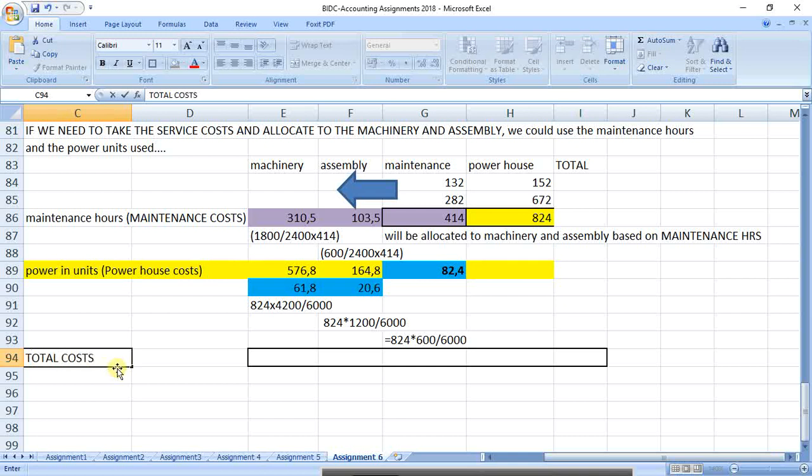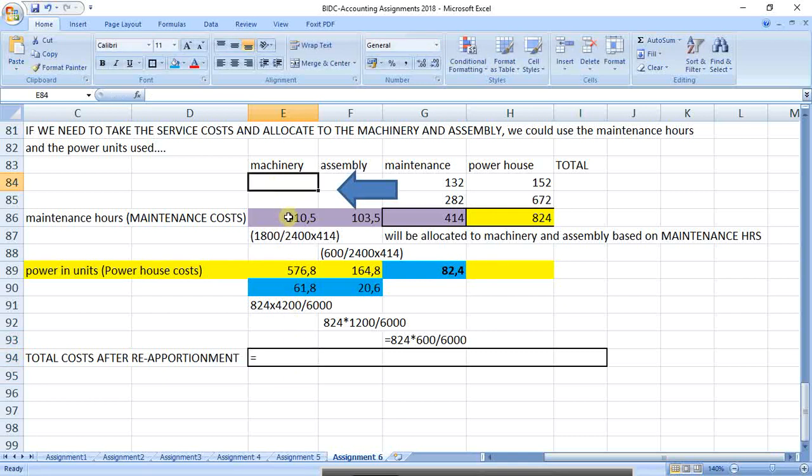Total costs after... what do they use? Apportionment. Let's use the same word. Apportionment. Okay, so then all I'm going to do is just add up. So what did the machine have? Okay, we need to put in those values. Let's put those values there. 298, 42.